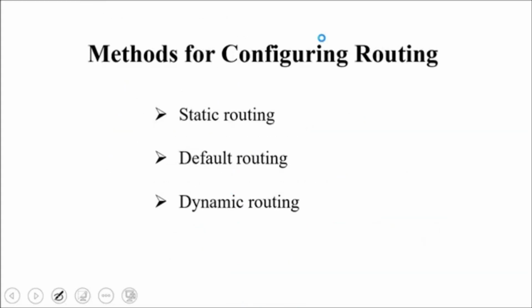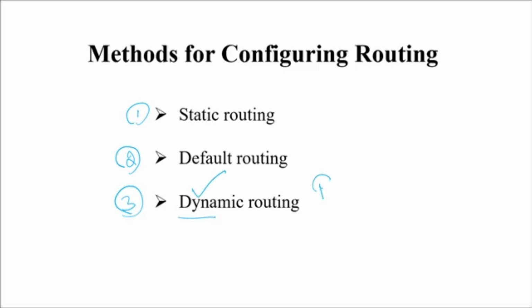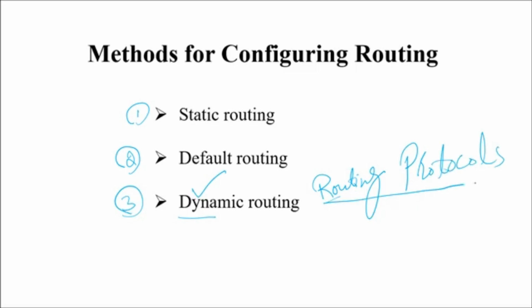For configuring routing, we have three methods basically. This is the first, static. This is the second, default. And this is the third, dynamic. This is the most used method for configuring routing, and dynamic routing is performed with the help of routing protocols.